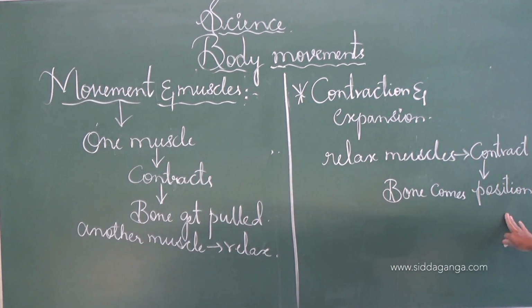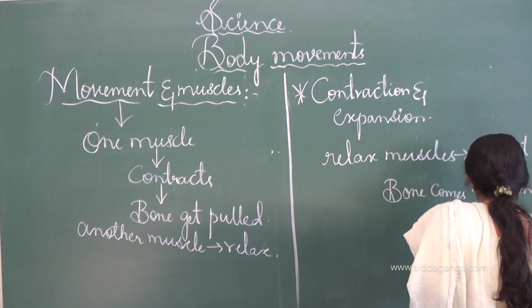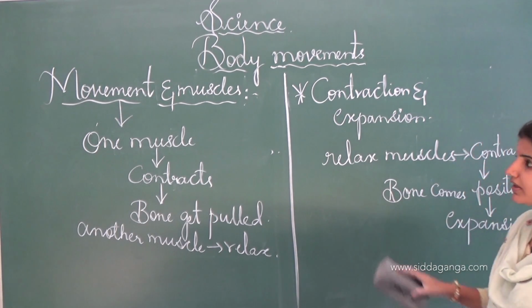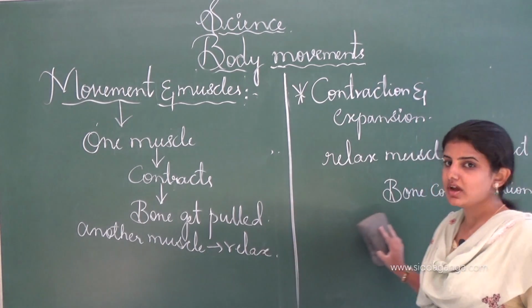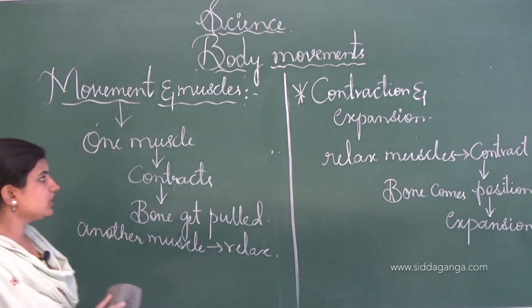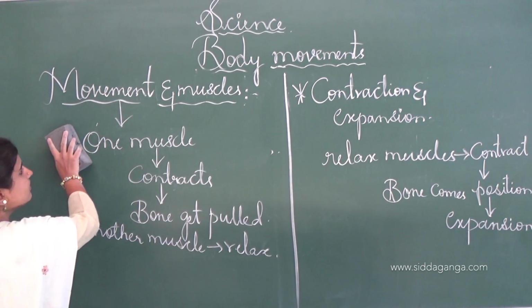The bone comes back to its original position, and thereby expansion takes place. Like that, in muscles, the contraction as well as the expansion phenomenon takes place. And this is all about the muscles and the movement.